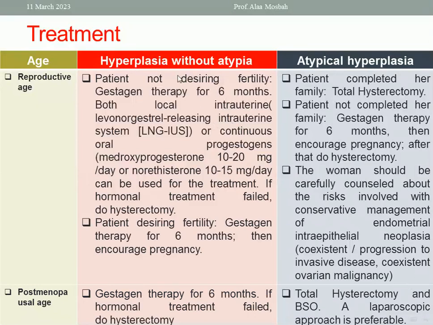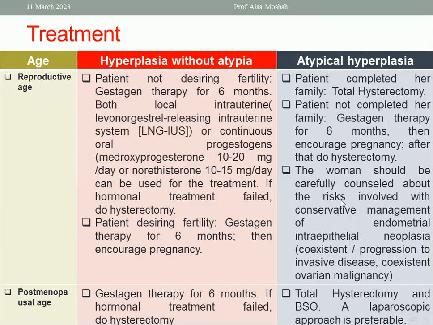What if the woman in reproductive age got atypical hyperplasia? This is very important, really. Okay, if the patient completed her family, go ahead to total hysterectomy, and you should tell the patient how big is her risk to proceed to endometrial carcinoma. So, total hysterectomy is a good choice for treatment if she completed her family.